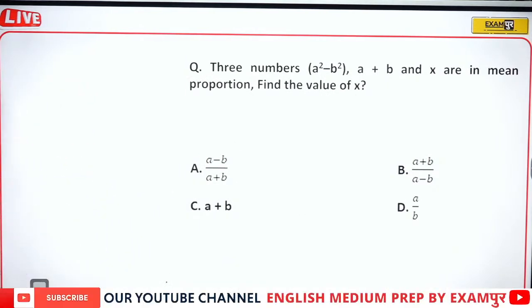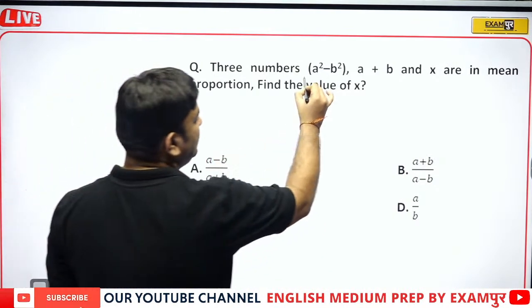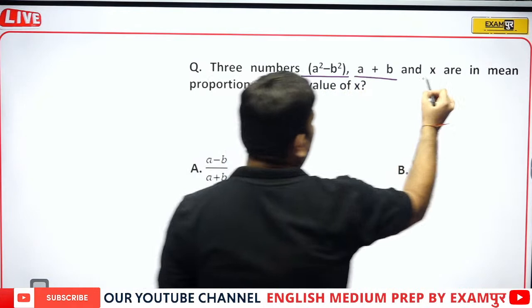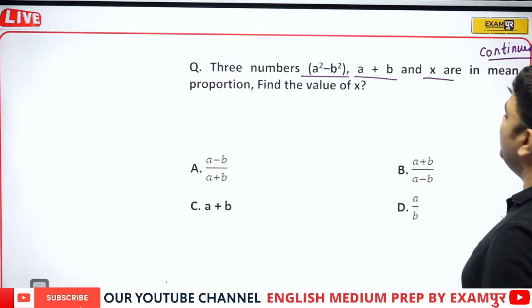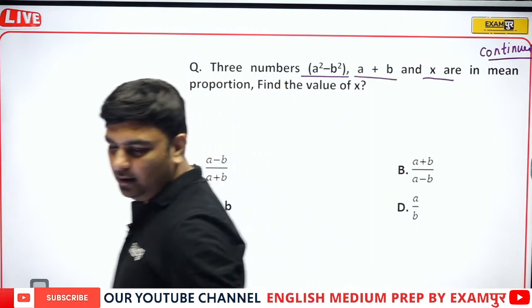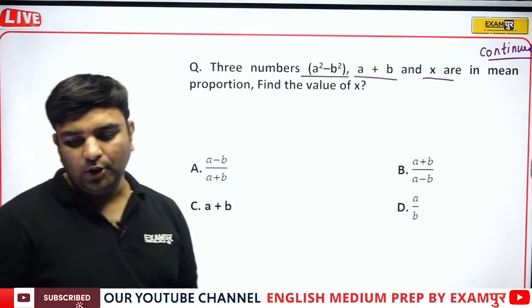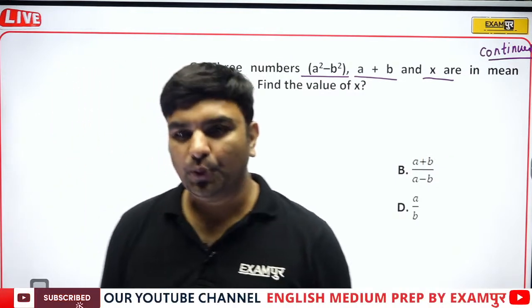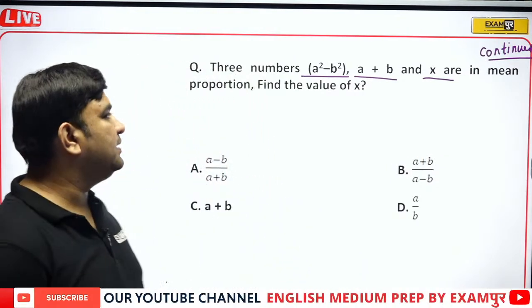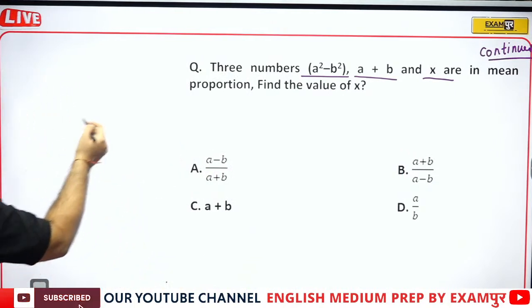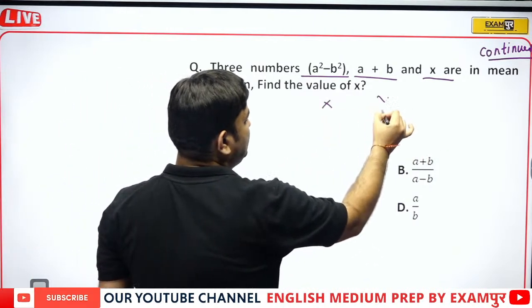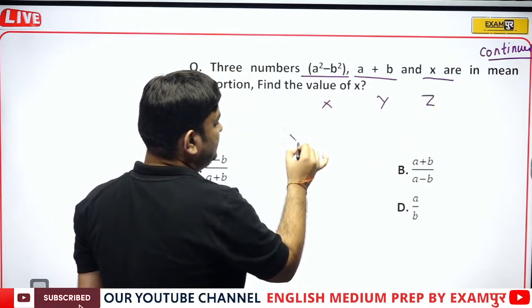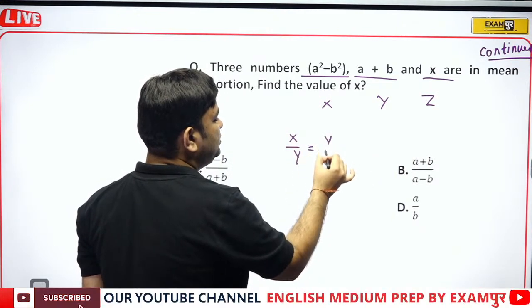These three numbers are in the mean proportion. Mean proportion is nothing; you can call it a continued proportion. Continued is a better word as compared to mean. So if three numbers x, y, z are in a continued proportion, then x upon y is equal to y upon z.